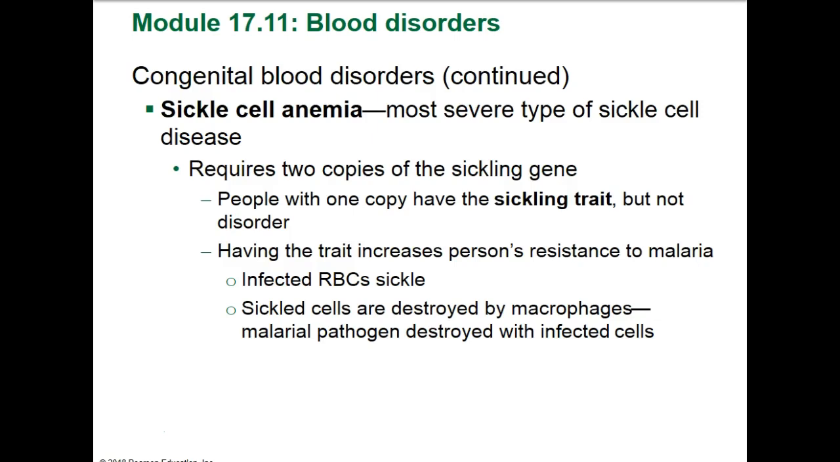Sickle cell anemia is the more severe form of sickle cell disease. It requires 2 copies of the sickling gene. If you have just 1 copy, you have the sickling trait, but you don't have the full disorder. But having the trait still increases the person's resistance to malaria, and this is why it stays predominant in certain areas of the world, or stays around in the population, because it does confer this particular resistance.